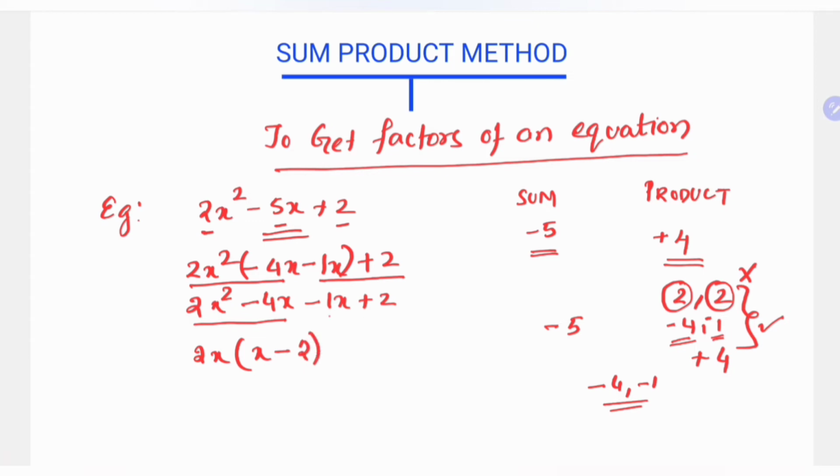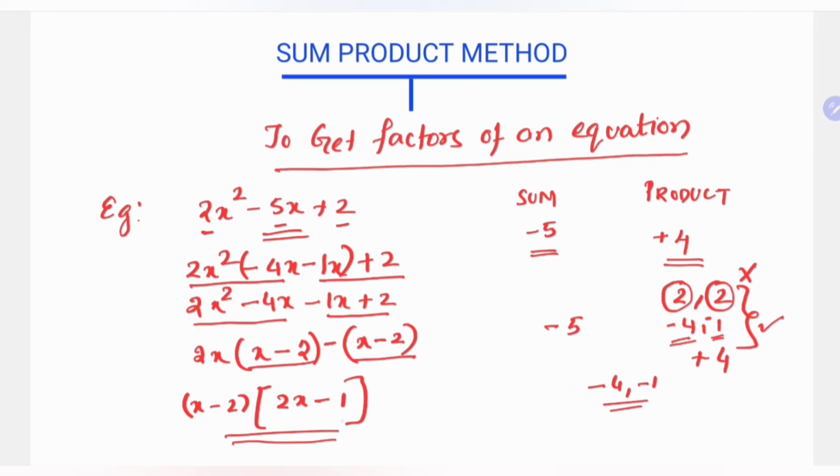Similarly, now you'll take common between these two. You'll take minus out because you want to make it in this particular form. If I take minus out, I'll be left with x. Since I've taken minus out, here it will become minus. Now you notice, again in this entire expression, x minus 2 is common. So if I take x minus 2 as common, I'll be left with 2x here, and here it's going to be minus 1. So these are the factors of this quadratic equation.